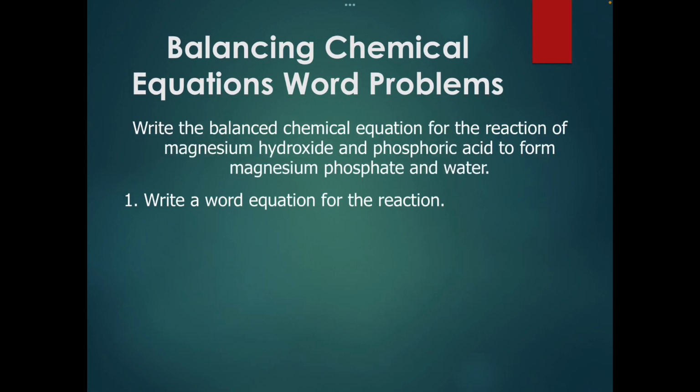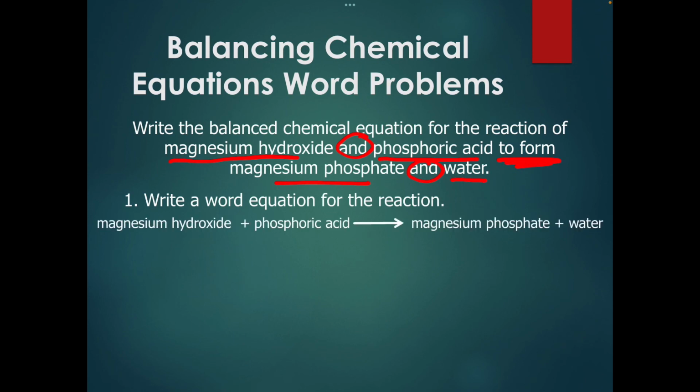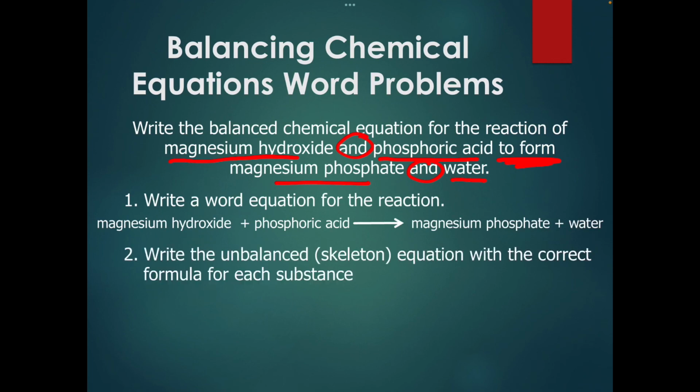Alrighty, let's try another one. This says, write the balanced chemical equation for the reaction of magnesium hydroxide and phosphoric acid to form magnesium phosphate and water. So this is written pretty straightforward. It says magnesium hydroxide and phosphoric acid are reacting to form magnesium phosphate and water. So anytime we see and, that's going to be a plus sign, and the to form will be our arrow. So magnesium hydroxide and phosphoric acid to form magnesium phosphate and water.